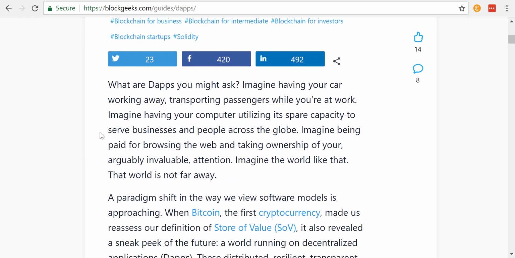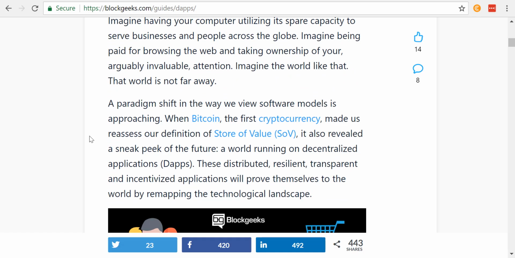What are dApps, you might ask? Imagine having your car working away, transporting passengers while you're at work. Imagine having your computer utilizing its space capacity to serve businesses and people across the globe. Imagine being paid for browsing the web and taking ownership of your arguably invaluable attention. Imagine the world like that. That world is not far away. A paradigm shift in the way we view software models is approaching.